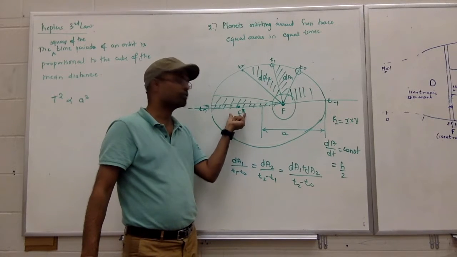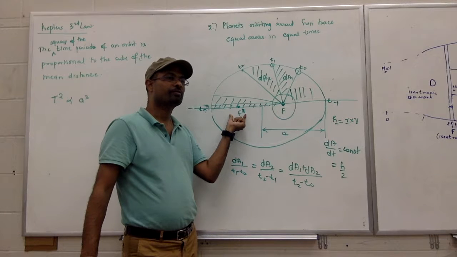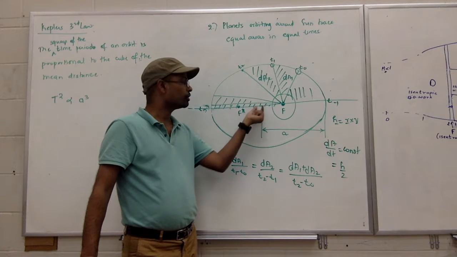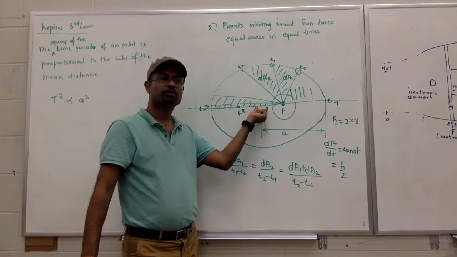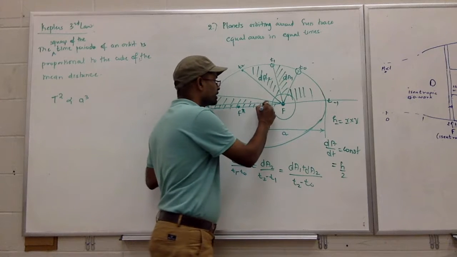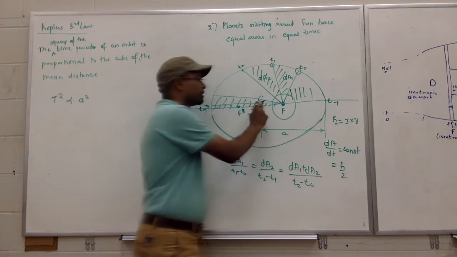Now you see the importance of this? Is this point in an orbit? What is this point in an orbit? This is the center, okay? Is this point in an orbit?